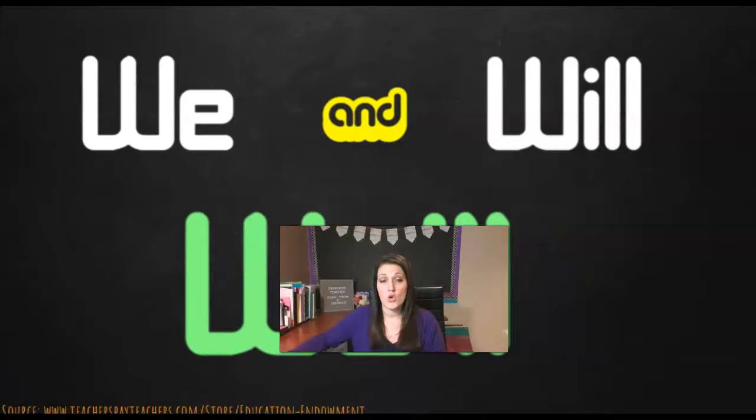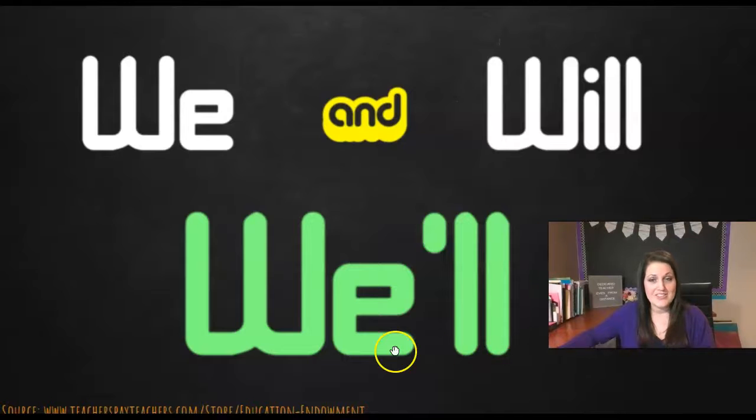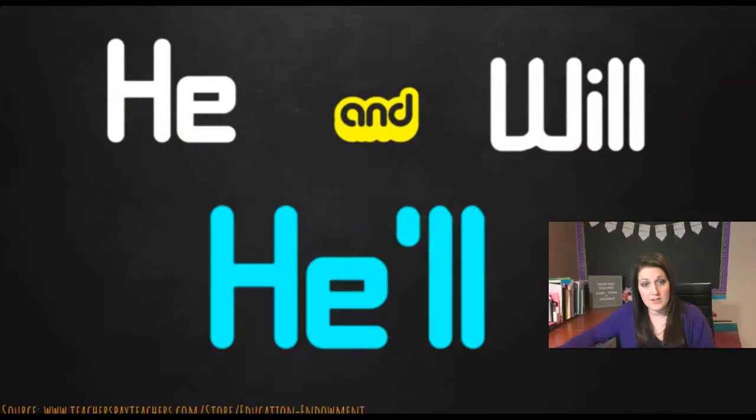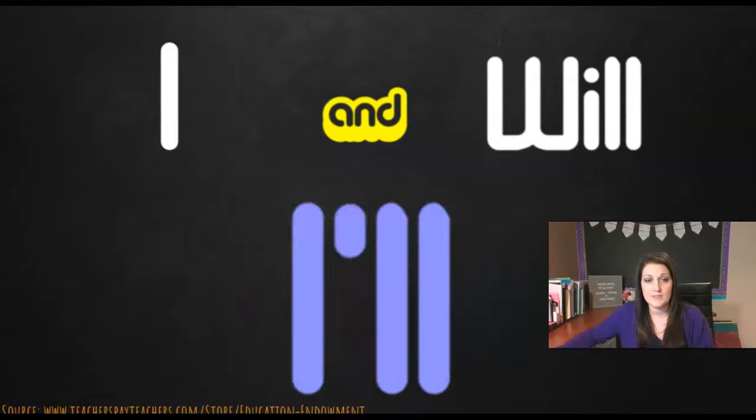Next one. We will be really good. What would the contraction be for that? We'll, not like a wheel on your car. That's spelled differently, pronounced the same though. We apostrophe ll. So we got rid of, let's see, the W and the E are there. For will, we seem to be getting rid of the W and the I and replacing it with an apostrophe. Let's see if that was true for the other ones we just did. She is still there. We got rid of the W and the I. He is still there. We got rid of the W and the I.